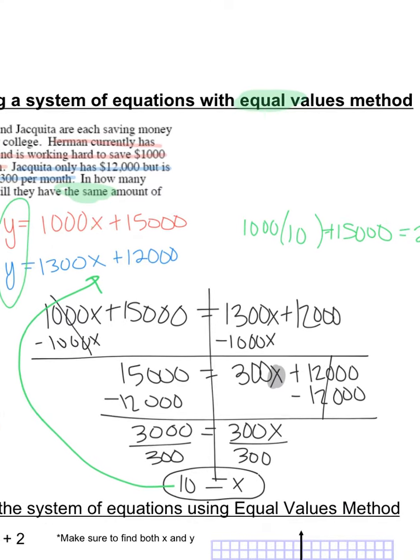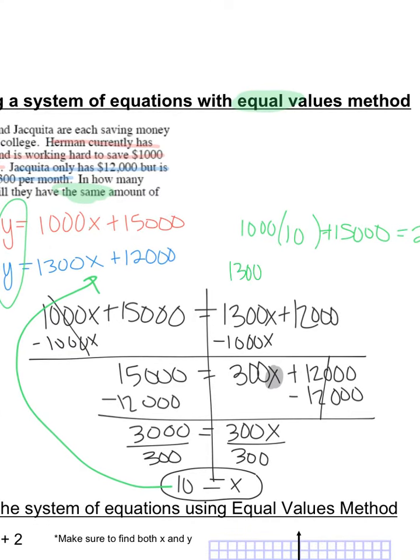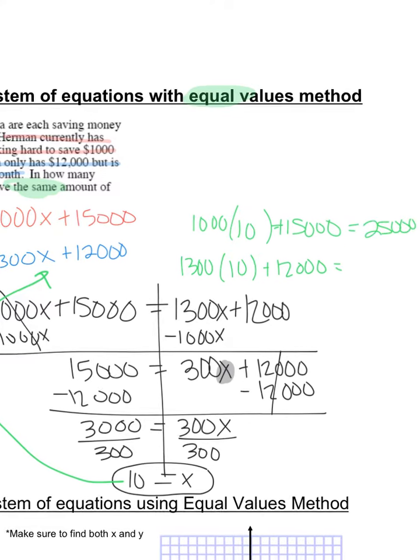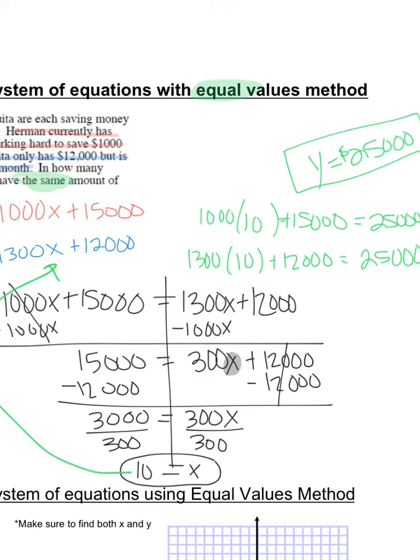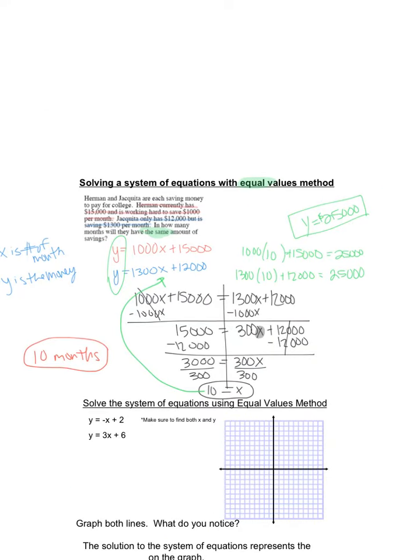And we can do Jaquita's as well. She had 1,300 per month. So we change that x to be 10 months from our answer below, plus $12,000. And that is also $25,000. They should be the same from both equations, because that was the whole point of the problem. When will Herman and Jaquita have the same amount of money? 10 months, $25,000. That's called the equal values method.